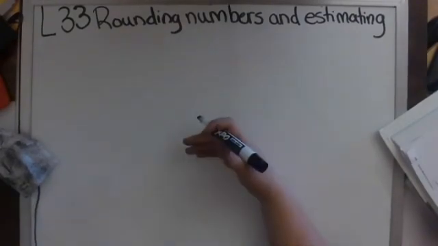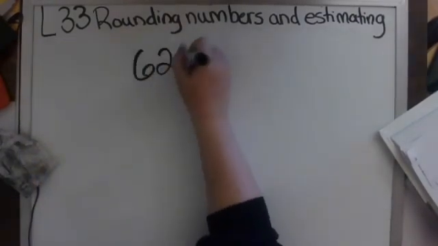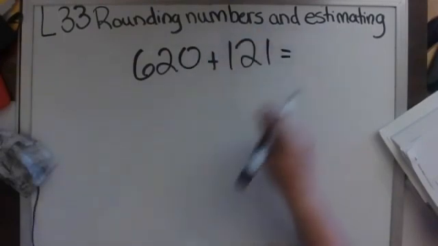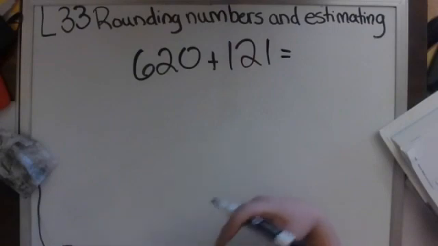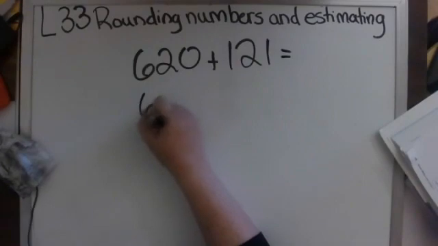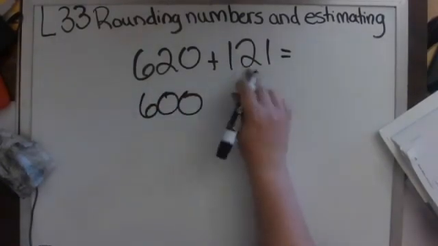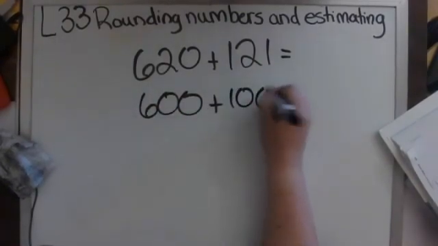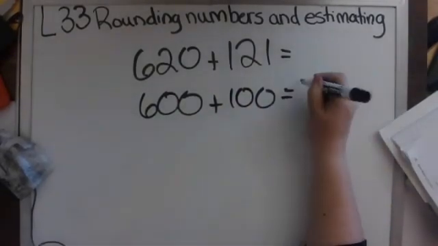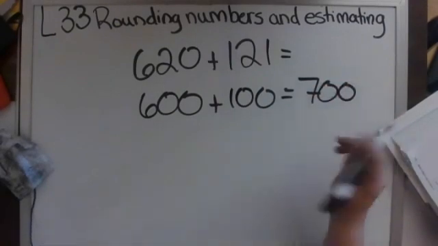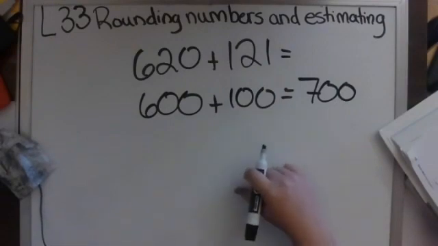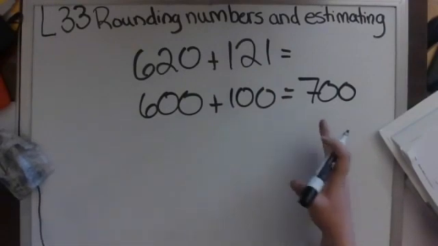So if you have 620 add 121 and you're told to estimate the answer, let's round it to the easiest place to do, so let's round it to the nearest hundred. 2 tells 6 to stay the same. 2 tells 1 to stay the same. So now I am adding 600 plus 100. 600 plus 100 is 700. Now, that is not the exact answer. It is the estimated answer. So I have estimated what this answer could be.